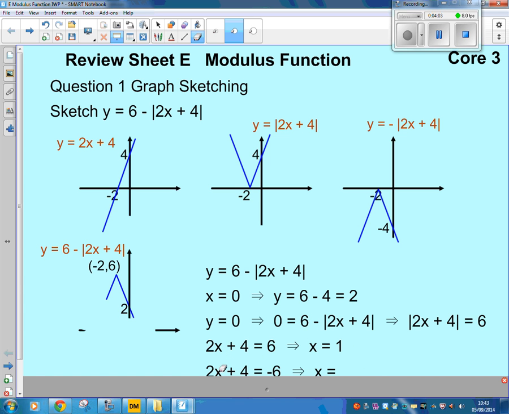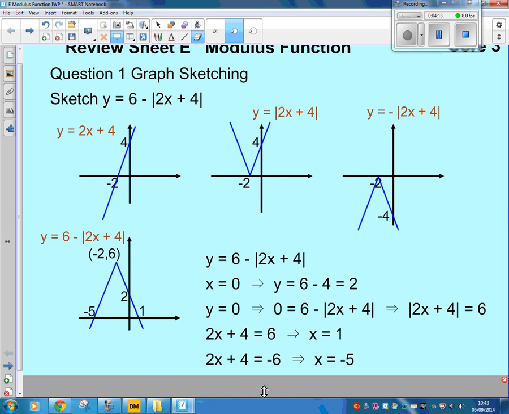2x plus 4 is minus 6. 2x equals minus 10, x is minus 5. Those are the two places it's going to cut at. Okay, so do look at both cases there. And there's our graph drawn correctly. Okay, so build it in stages if in doubt.